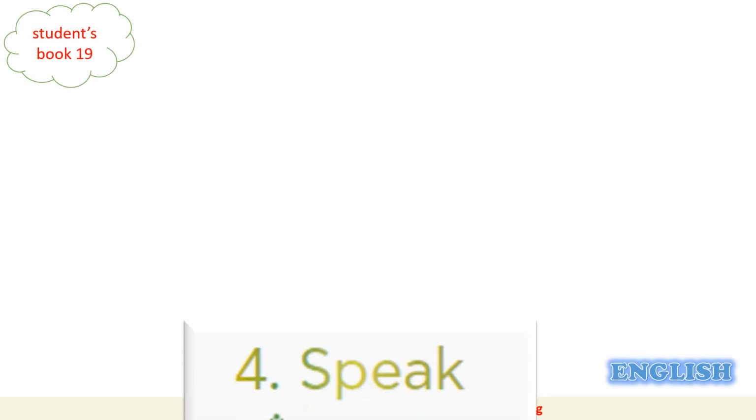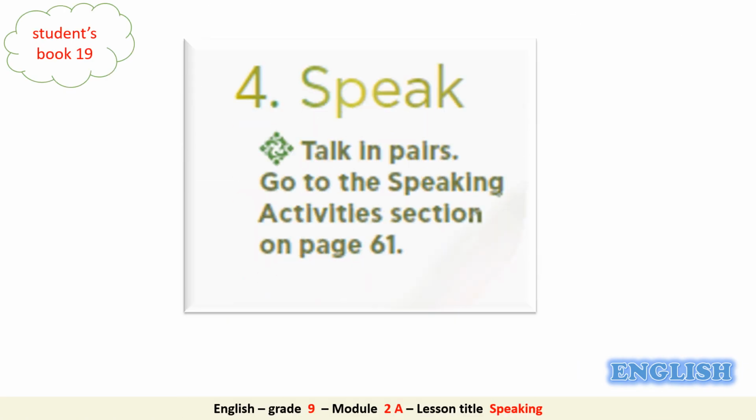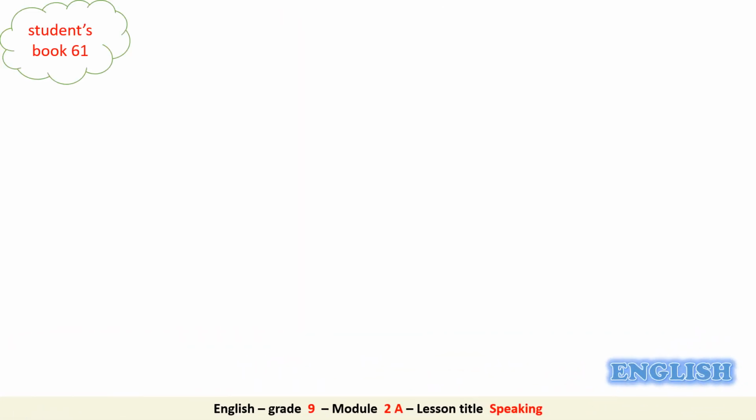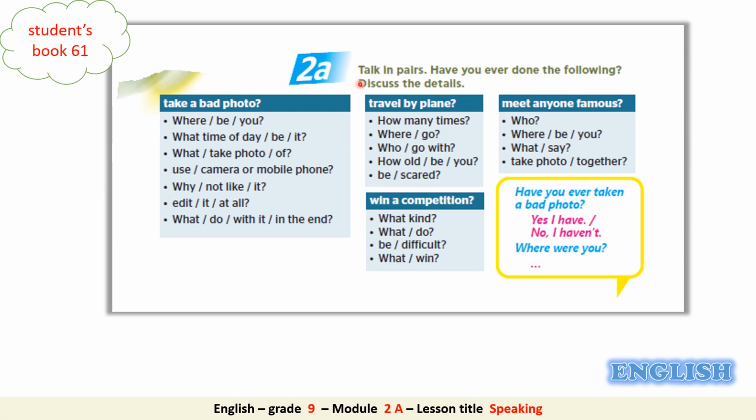Now, the speaking task. Talk in pairs. Go to the speaking activity section on page 61. Now this is 61. Here, talk in pairs. Have you ever done the following? Discuss the details. Here we have 4 situations. We are going to talk about these situations, whether you have done them or not, using the prompts or the questions here to complete your conversation.